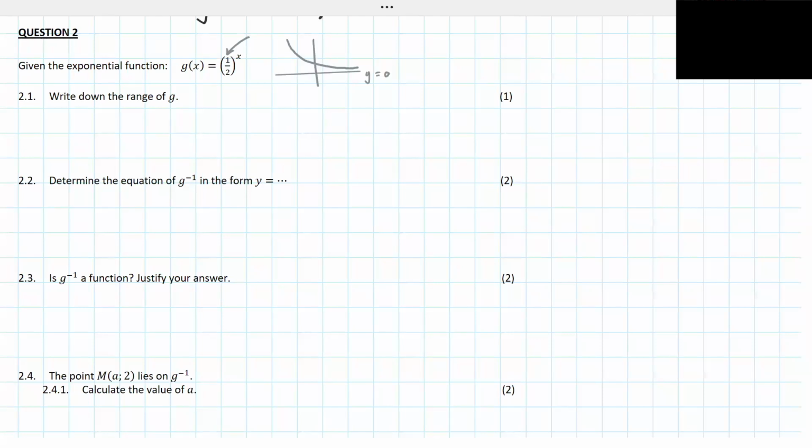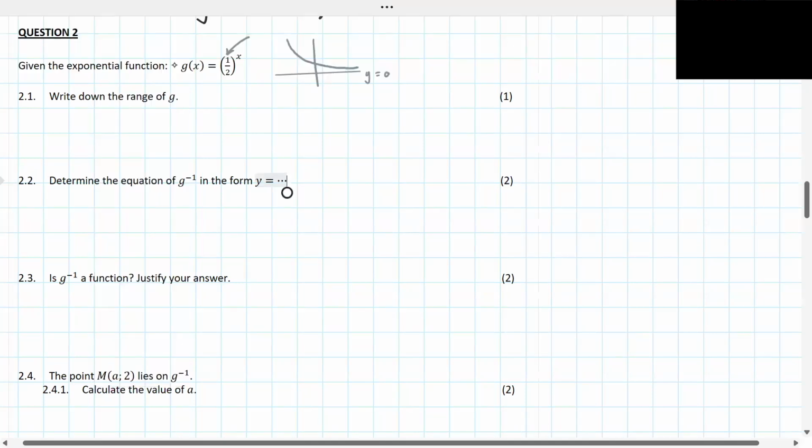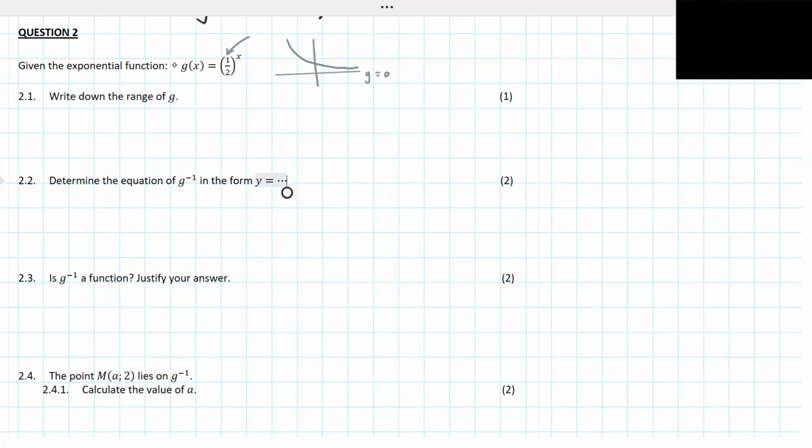If I wanted the y-intercept, you could very easily go and work it out, and we can chat about that in a second if we need it. But that is what the function looks like. So when it now comes to a question like question 2.1, where it says write down the range of g, that's easy. I don't even have to think about it because I've got a picture there.